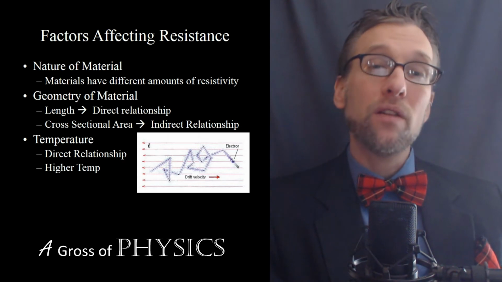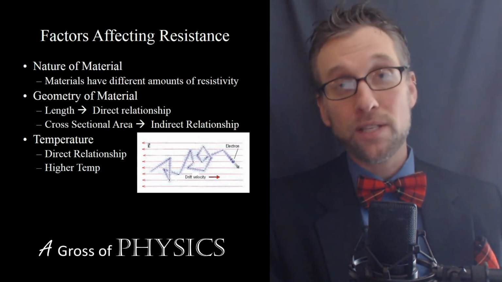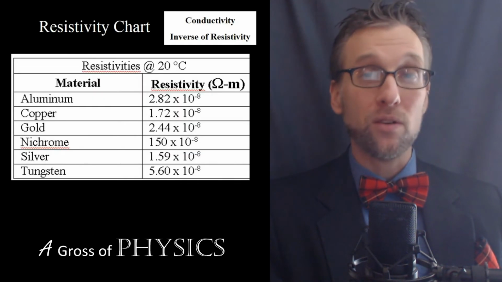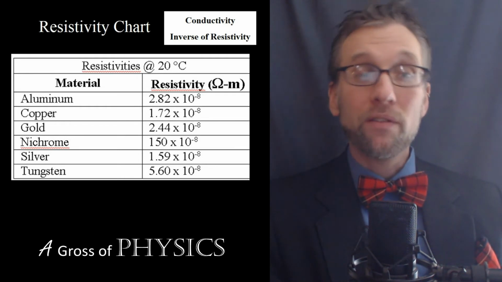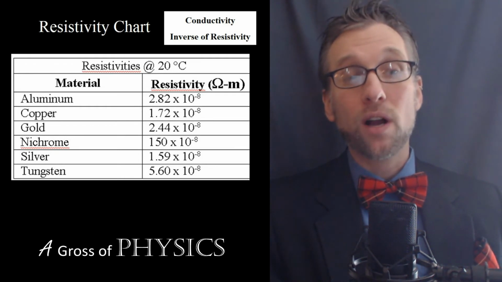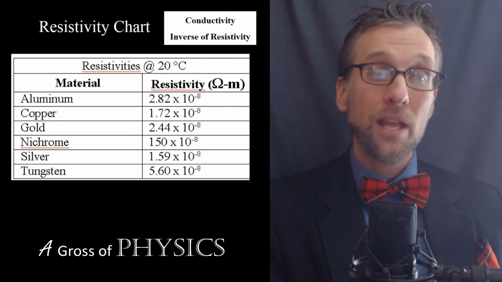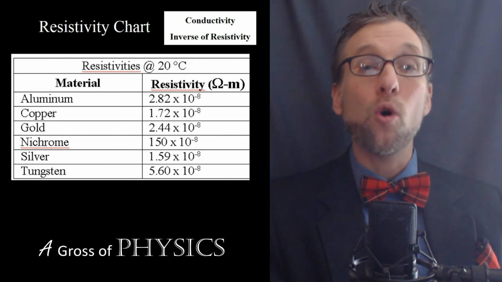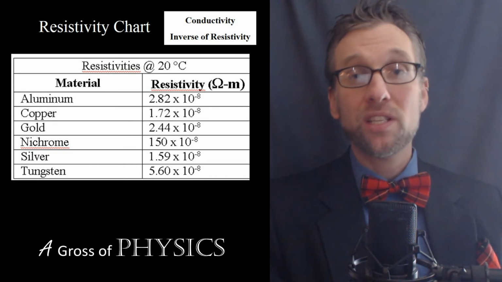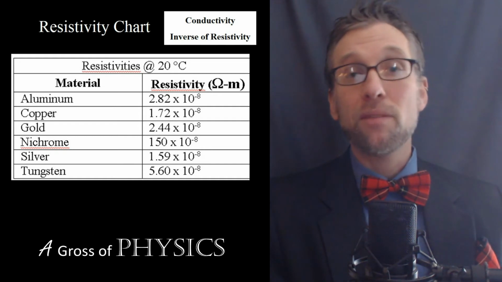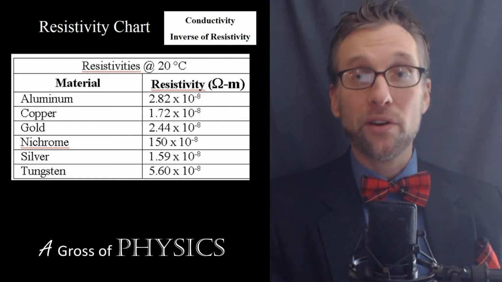Now that's taken care of in our resistivity chart. In our reference table, we have a chart of resistance values for different materials. We have aluminum, copper, gold, nichrome, silver, and tungsten. And those values are listed in ohm meters, so it's how much resistance exists in every meter of the material.